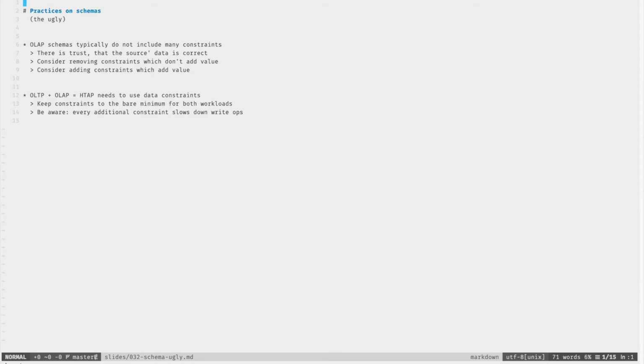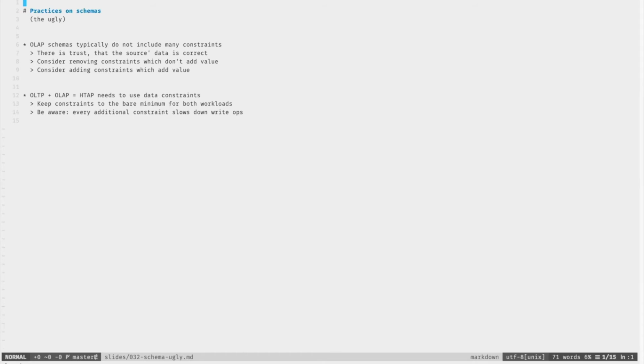And also, every additional constraint you bring into your OLTP table slows down your ingestion speed or any operation that needs to write, because you have to maintain these as well.